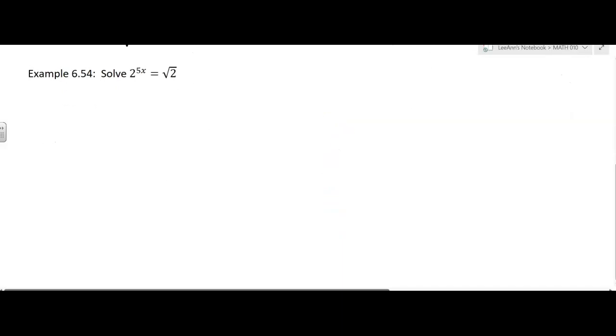All right, so here's another example. We have 2 to the 5x, and then you might be worried about that radical. Well, we can write the square root of 2 as 2 to the 1/2, and then it will be a base with an exponent. So 2 to the 5x equals 2 to the 1/2.